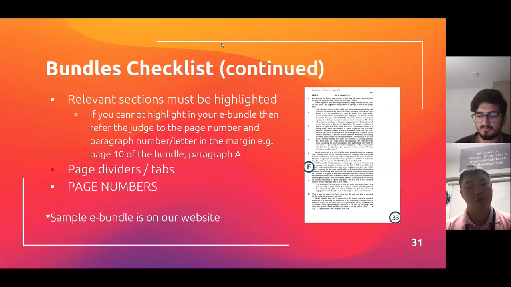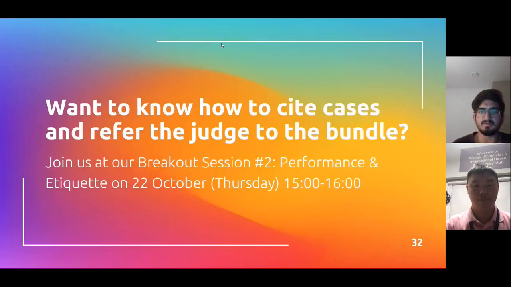When the judges are flipping through your document, you want to make it quicker for them to access the right section. And by including the page number in a consistent, easily readable format, you can help the judges do exactly that. An example e-bundle is available on our website and also in the Moot Bible for you to refer to and download for reference.